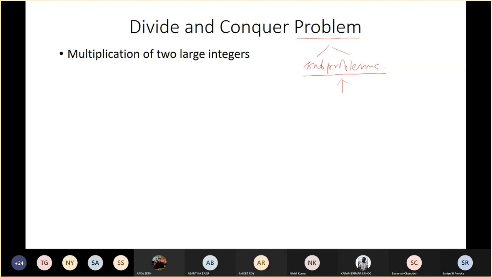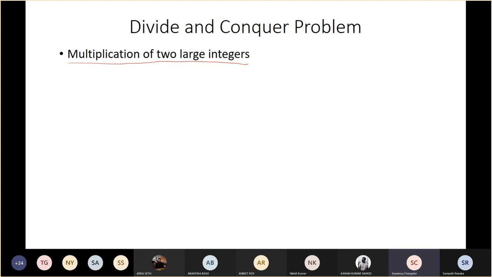So we have a lot of interesting examples and applications of this divide and conquer method, by which we can solve a lot of problems with less complexity or lesser complexity. Okay, so let us first discuss one example applying divide and conquer method. So the first that we are going to discuss is multiplication of two large integers.